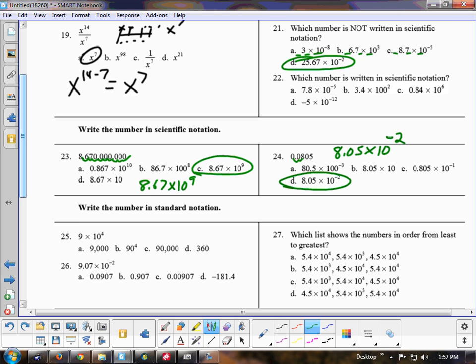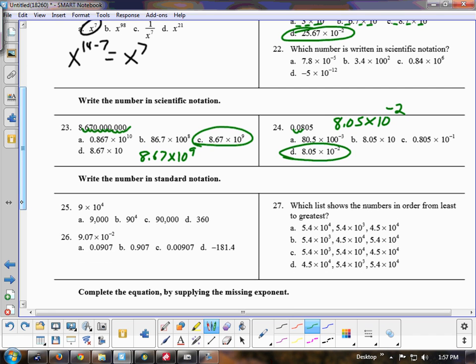Okay, moving on to 25. Write this in as a number. You could do this on your calculator, or you could just write a 9 with 4 zeros after it. Okay, and you've got your answer. Here it says go the other way, negative 2, or the other way 2. So we're going to take our decimal and go 1, 2 this way, and it goes 0.09. You fill the spaces that aren't available with zeros. 0.0907, which is A.